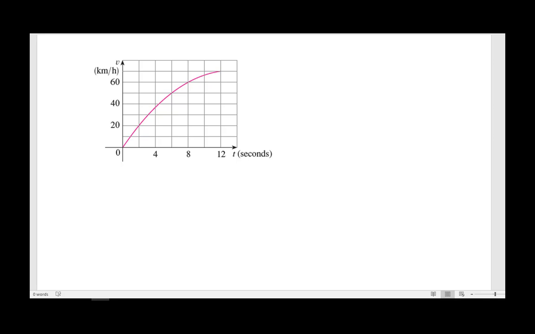So the car starts from rest, right? We have 0 velocity, 0 kilometers per hour, and then the velocity increases. So we have some data that we've plotted, and we have the graph of the velocity function. Now, a problem of this nature would probably say something along the lines of find the average velocity for the first 12 seconds, right? So let's say 0 less than or equal to t less than or equal to 12.